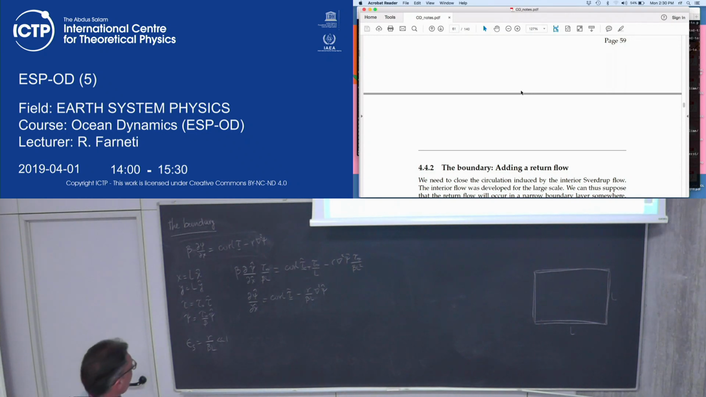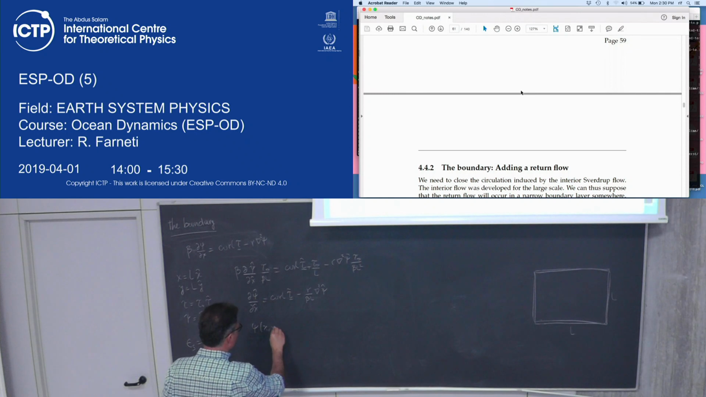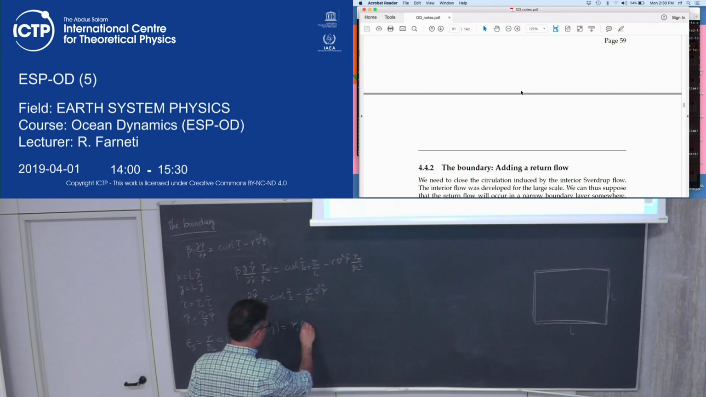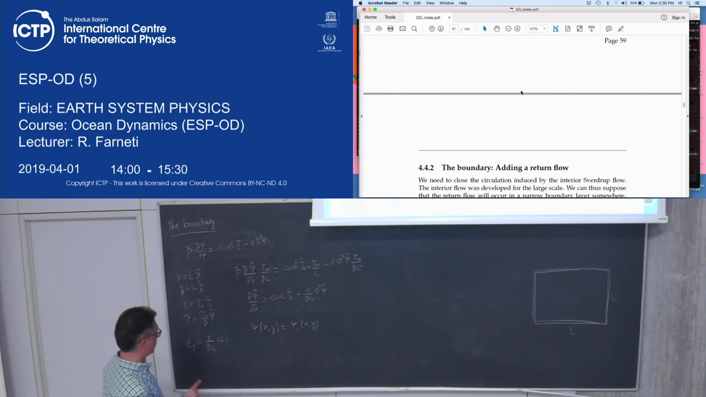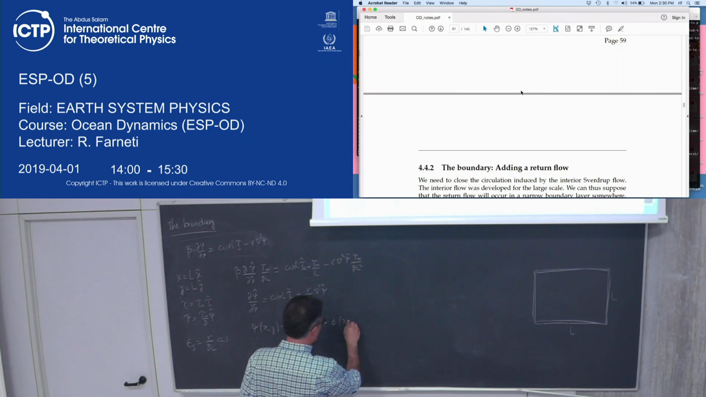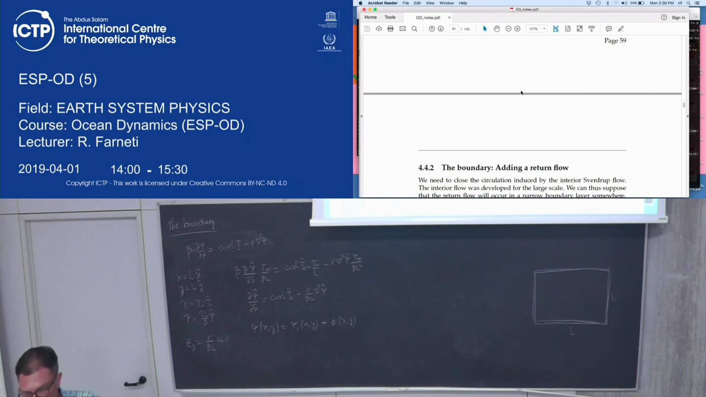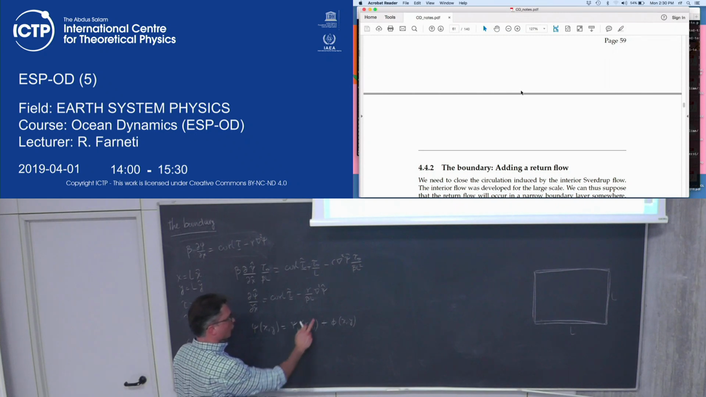Using this small parameter, we can look for a full solution, which is given by an interior solution and a boundary layer correction. We're going to look for an interior solution where frictional effects can be neglected, and this is much smaller than 1. And a boundary layer solution where this small number is not a small number anymore, but frictional effects have to be taken into consideration. So these are the solutions that we are aiming for. First we'll look for the interior solution, and then we'll look for the boundary layer correction.